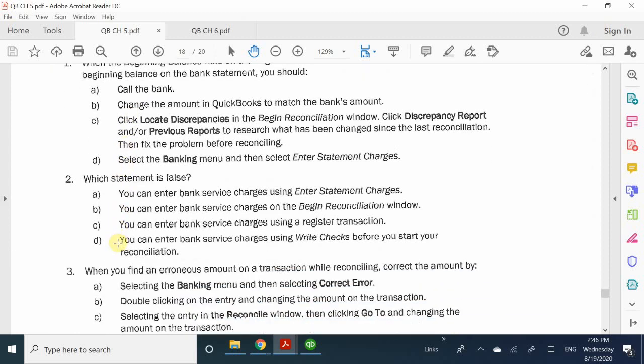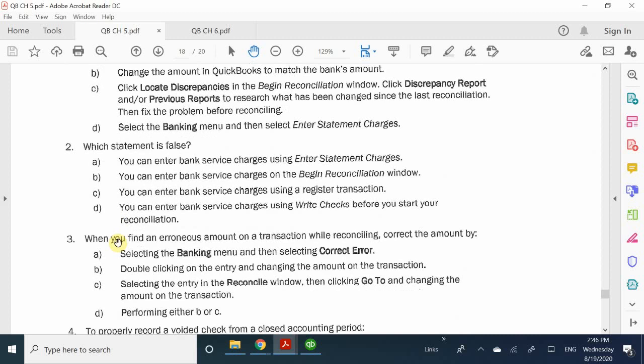Number 2. Which statement is false? Okay, so we're looking at the one that's not true. A. You can enter a bank service charge using the enter statement charges. B. You can enter bank service charges on the begin reconciliation window. Okay, and that is true. We looked at that, right?